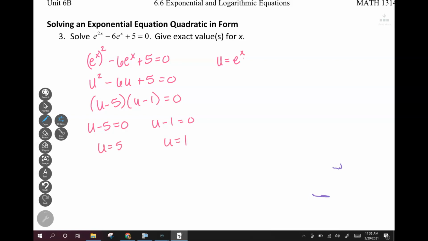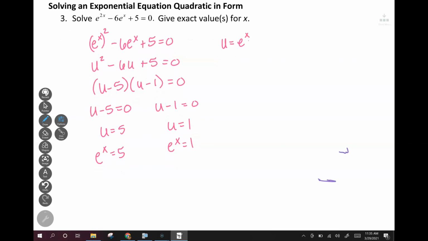Okay, so u minus 5 equals 0, u minus 1 equals 0, gives us u equals 5 and u equals 1. But we're not solving for u, we're solving for x. So remember, u was e to the x. And now we can get our two equations by solving those two exponential equations. Okay, so I would just take the ln of both sides because my base is e, and I know that means those are going to cancel. So x equals ln of 5. And over here, same thing. My base is e, so why don't I just take log base e? So x equals ln of 1.